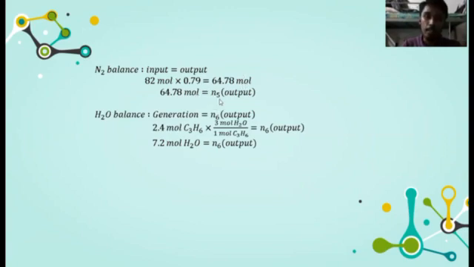So as N5, which is the output of nitrogen, we can conclude that 64.78 is the mole found in the output of nitrogen. After that, the last step is the water, which is the H2O balance. Water is only generated in the system, so generation equals output. N6 can be found by multiplying 2.4 mole C3H6, which is propene, with 3 mole H2O for 1 mole C3H6, as per the stoichiometric coefficient of the equation. Then we find N6, the output of water, as 7.2 mole H2O. That's it, madam. Thank you.